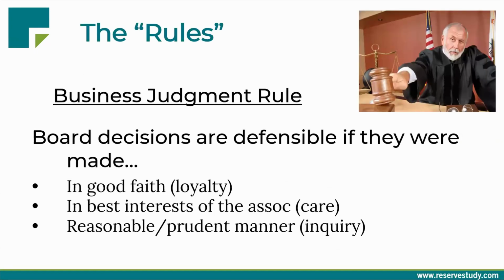And the second set of rules is the business judgment rule. It's the board member rules by which their decisions will be measured. So in order to be defensible, board member decisions need to be made in good faith, which means they were loyal to the needs of the association over their own personal interests, like I want to save time or I want to save money. Number 2, they need to act in the best interests of the association, like they were elected to do, meaning follow the governing documents and provide quality services and care to the association. And number 3, through making reasonable, prudent, informed decisions.